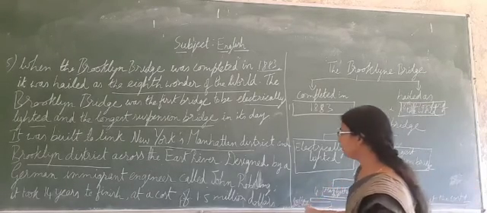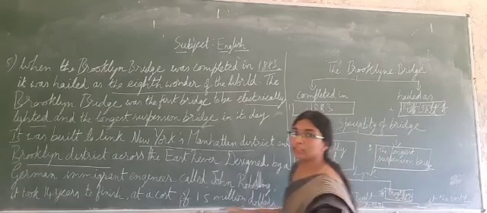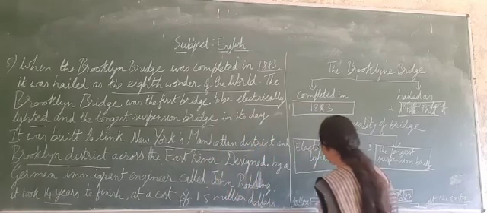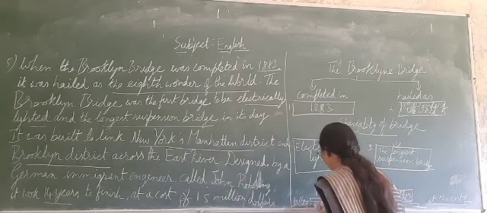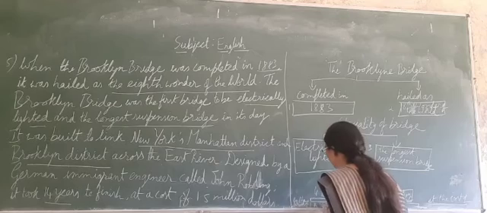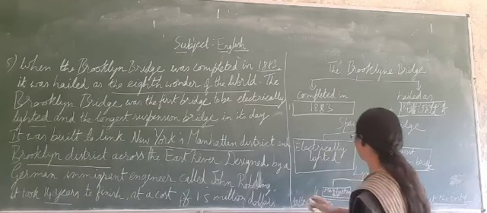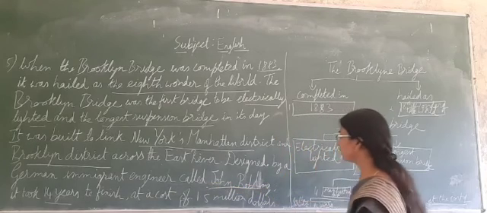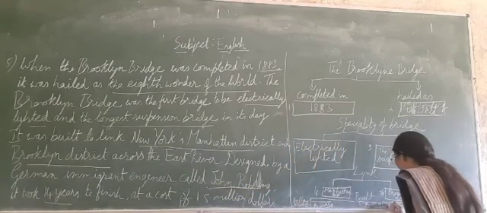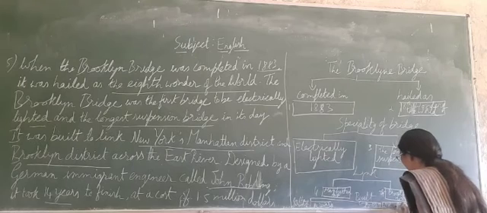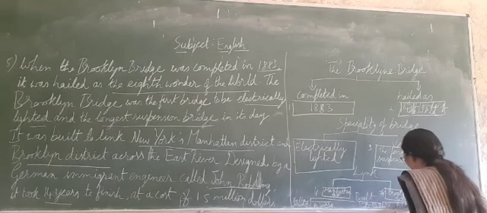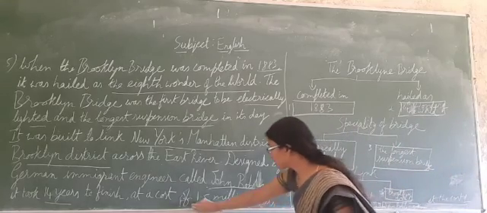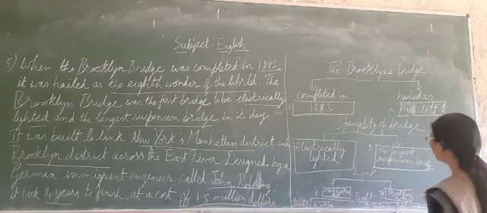It was built in the period of 14 years. So sixth blank box answer is 14 years. It was designed by engineer called John Rowling. At the cost of $1.5 million.